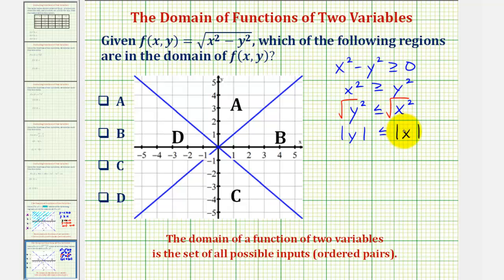So to determine the domain of f(x, y), we want to graph this inequality on the coordinate plane. To do this, though, we'll break this up into two separate inequalities based upon the sign of y. For example, if y is greater than or equal to 0, we don't need the absolute value around y, and therefore when y is greater than or equal to 0, y will always be less than or equal to the absolute value of x.